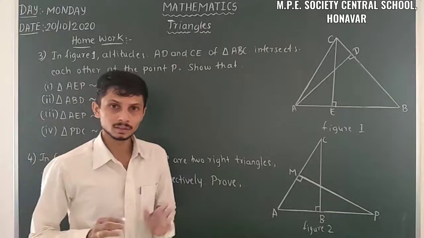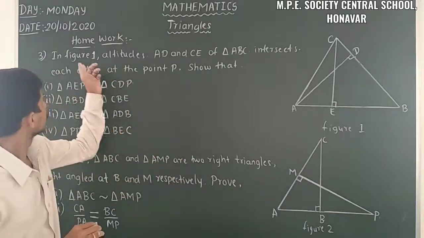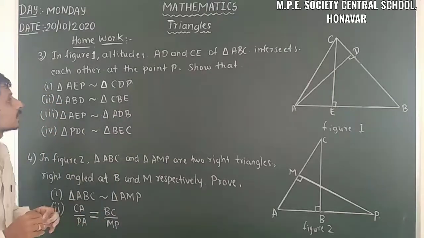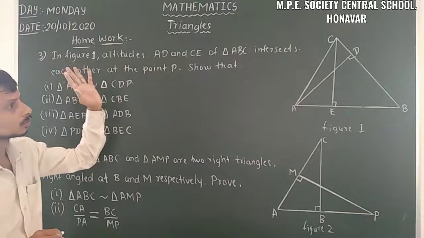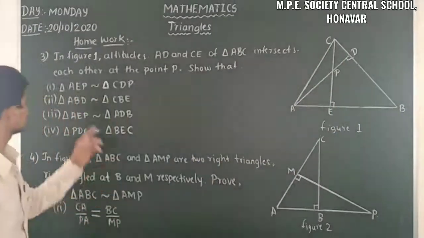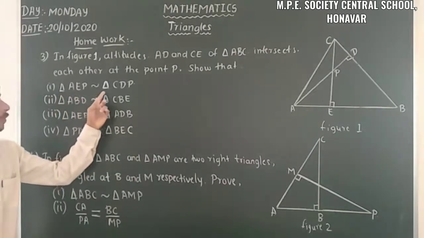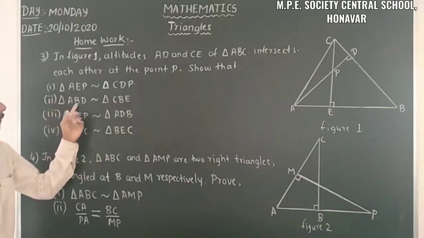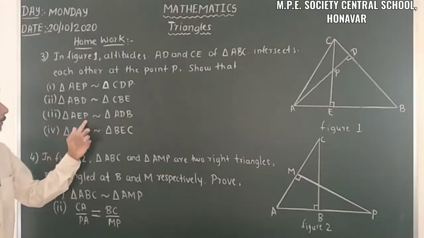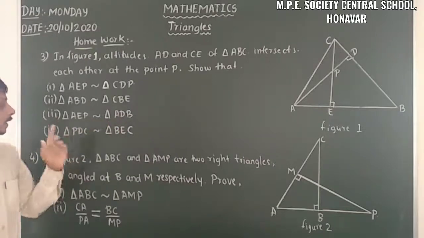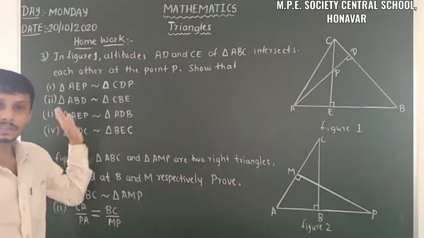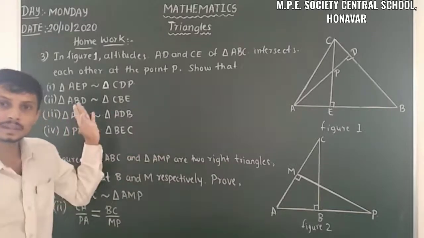Take two homeworks here. In figure 1, altitudes AD and CE of triangle ABC intersect each other at the point P. Show that triangle AEP is similar to triangle CDP, triangle ABD is similar to triangle CBE, triangle AEP is similar to triangle ADB, and triangle PDC is similar to triangle BEC. So that means here the four conditions are there to prove.